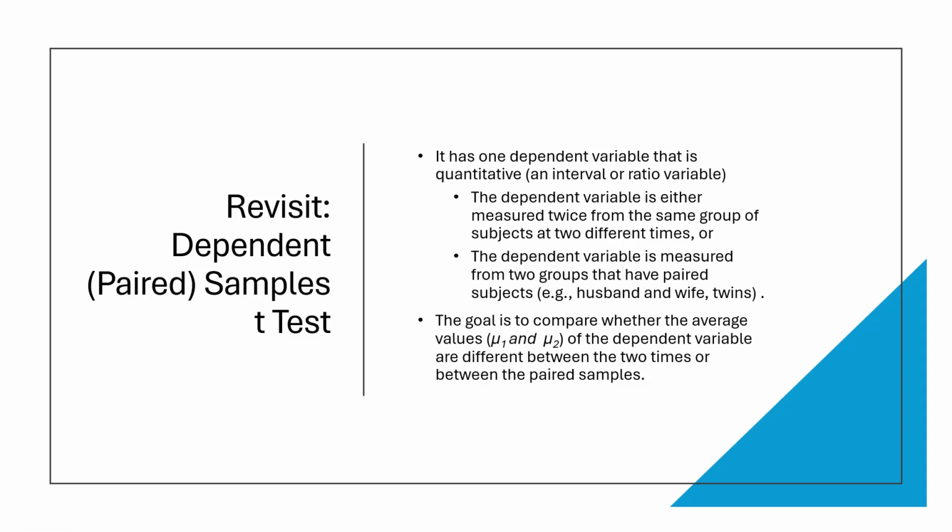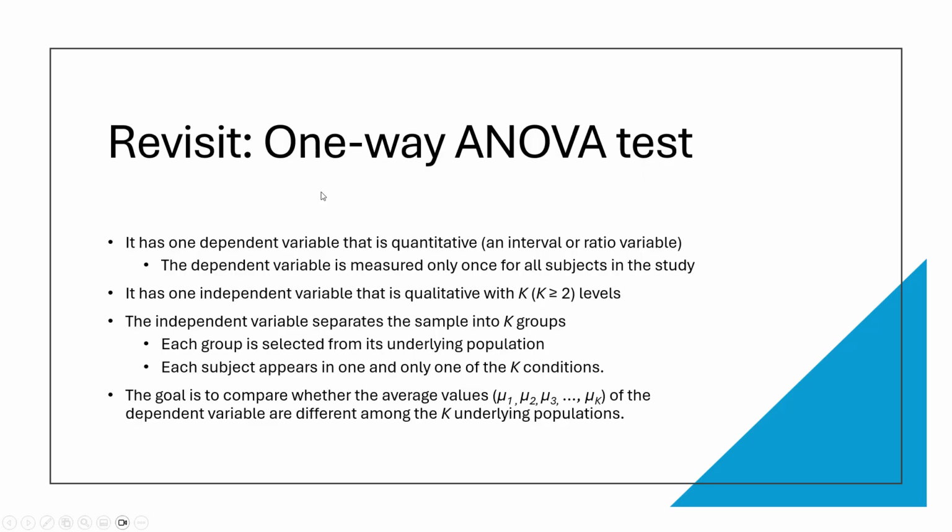Another scenario of the dependent samples design involves using two groups of samples that can be matched in pairs. For instance, 100 married couples are selected, and the education level of the husbands is compared with that of the wives. Even though each group was only measured once, there is a way to match up the measures between the two groups. The second test we need to revisit is the one-way ANOVA test.